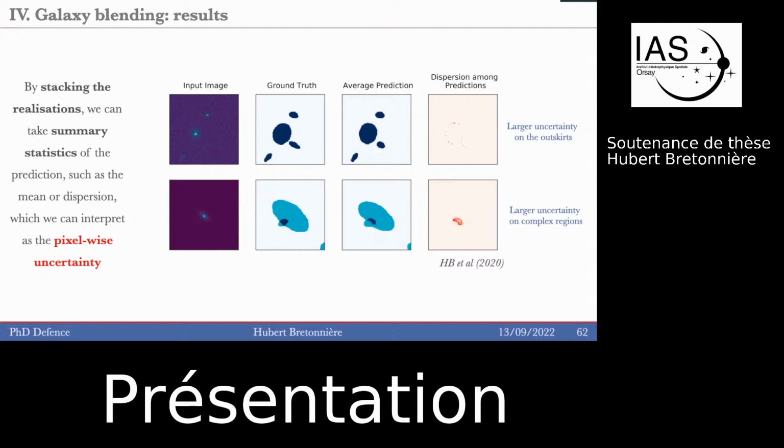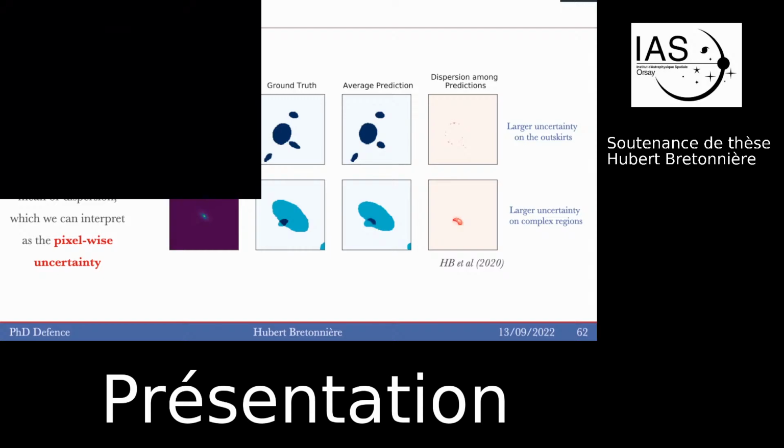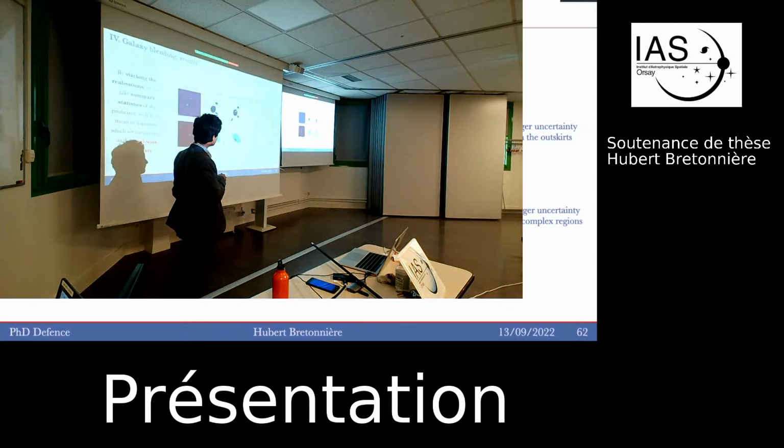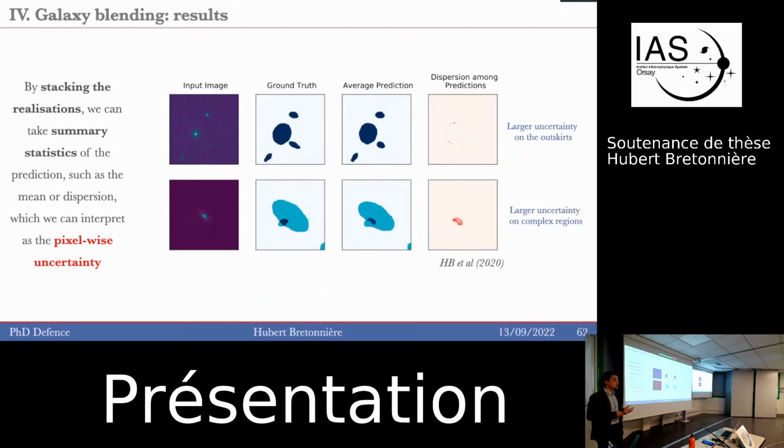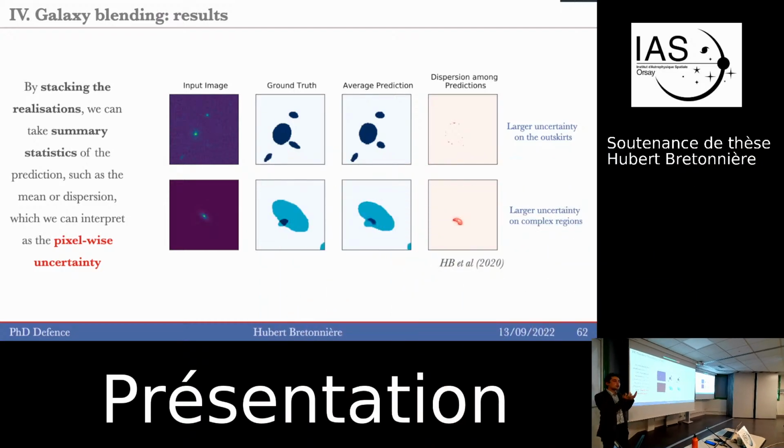And what you can see, well, first, we detect all the galaxies, even the very faint ones here. But what is interesting is that if you look at the dispersion, it is maximum at the borders, the frontier of the galaxy, which means that our model is unsure of where it should stop the galaxy, which makes sense if you think about it, because even physically, it's really hard to say where a galaxy ends. This is the first hint that our uncertainty, our dispersion, is correlated with the physical uncertainty.